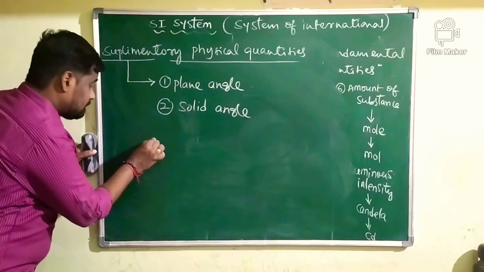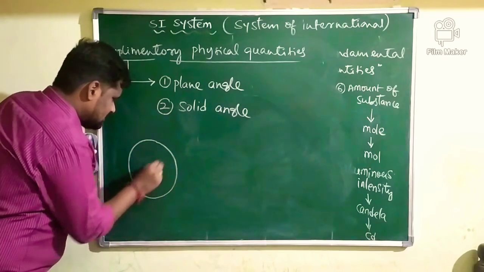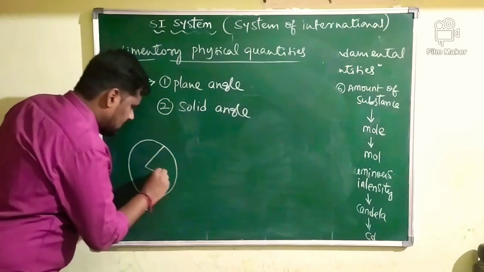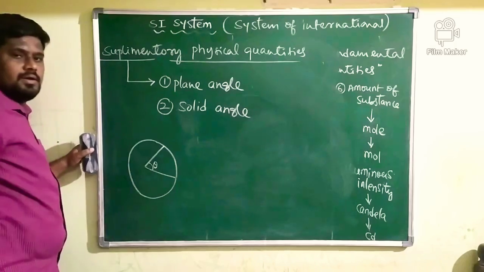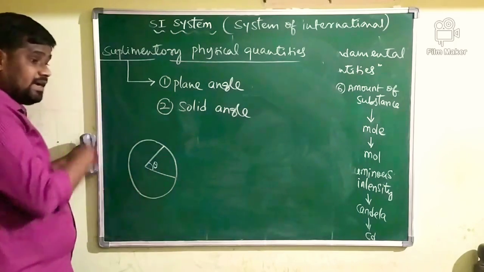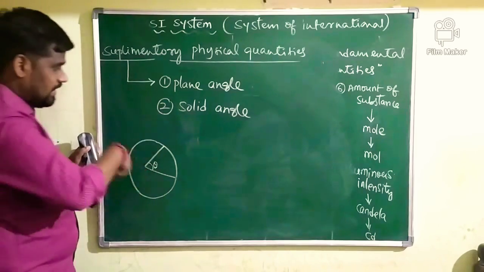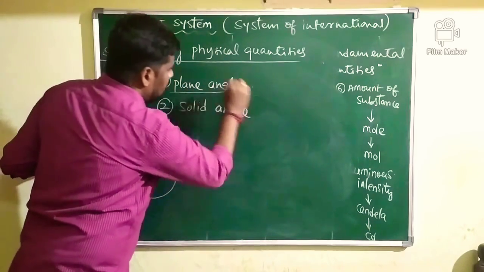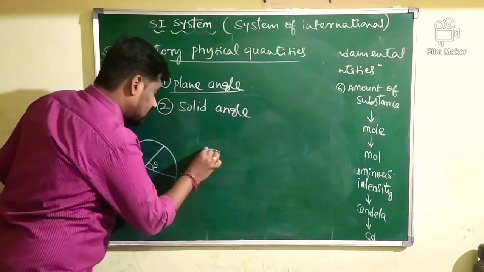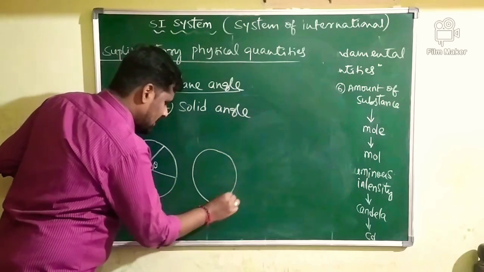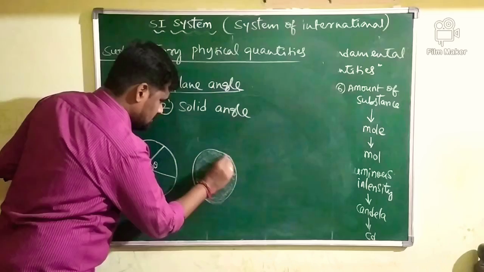If the angle is subtended in a circle, this is called the angle subtended in a circle. If an angle is subtended in a ring, then it is called a plane angle. Then what is a solid angle? The angle which is subtended in a sphere. I guess you know the difference between circle and sphere.